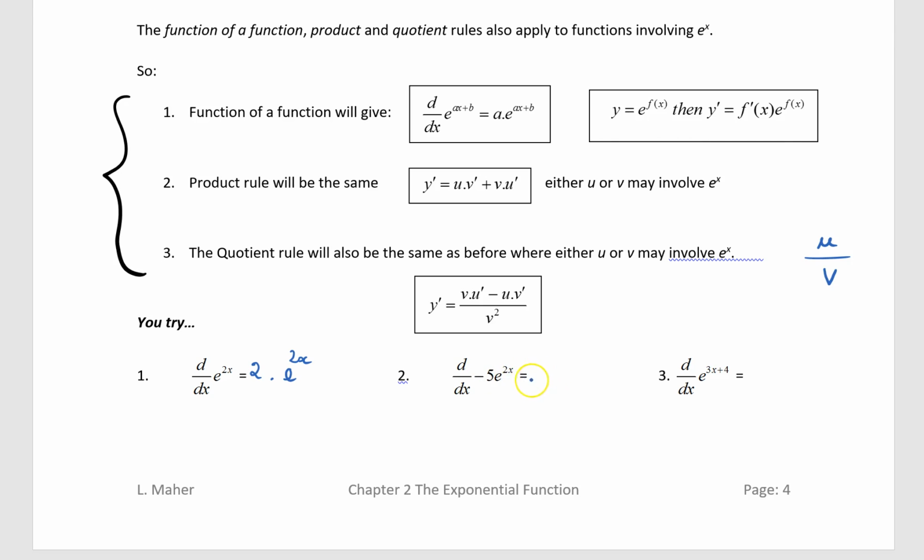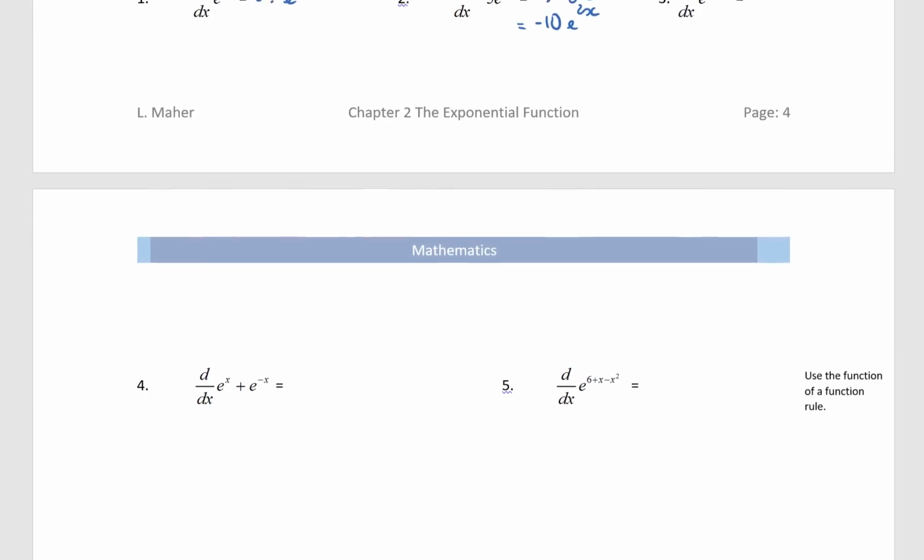With this next one, although we've got a coefficient, we'll still follow the rule. So it is minus 5e to the 2x. Now all that we need to multiply by is the derivative of 2x. So it's multiplied by 2, which is negative 10e to the 2x. Maybe I'll leave that and do that one with you in class, but you probably wouldn't have any trouble.